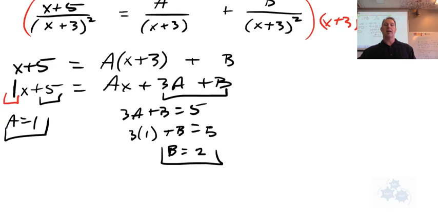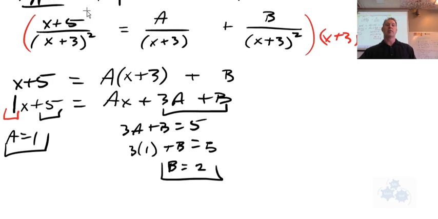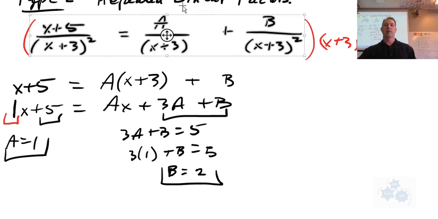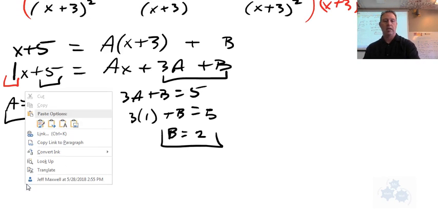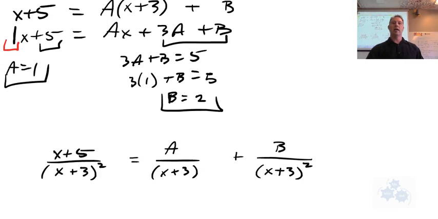So what we can say then, and you can rewrite this if you want, I'm just going to cheat here. I'm going to copy this. So what we can say now is that A is 1, B is 2, and here we go. I've got this totally decomposed. 1 and 2. All right? So here's the thing. It's right here: 1 over x plus 3 plus 2 over. Now, if you expanded this out, it should work out that this is exactly the same.